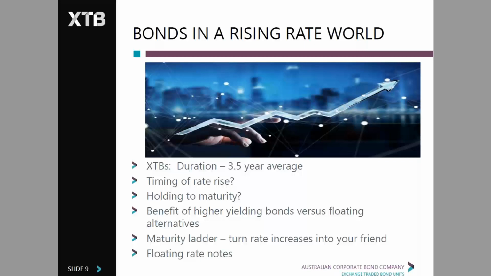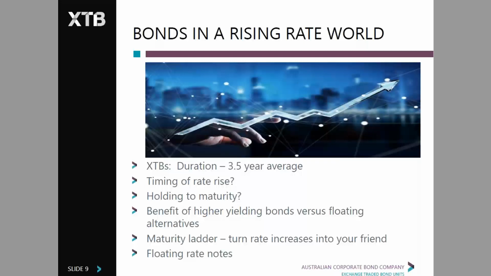The other thing that we're quite excited about and we find really quite cool in a rising rate environment is turning rate rises into your friend. And the way you can do that is the way the Americans do it, and the way the British ruling class have been doing it for 300 years: you take a ladder approach to your portfolio, and you have a sequence of bonds maturing at different dates. So if you had a 5-year time horizon, you could buy a bond maturing in 1 year, 2 years, 3 years, 4 years, 5 years.